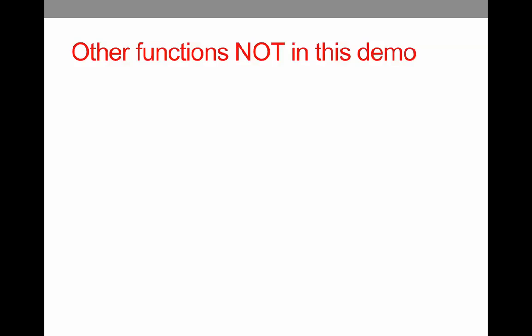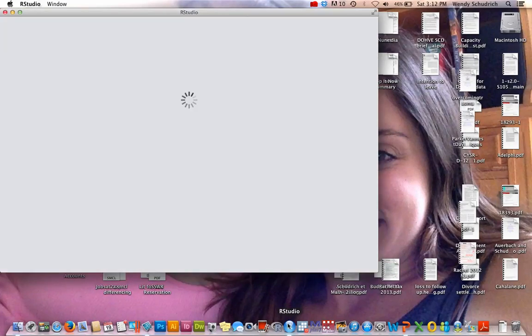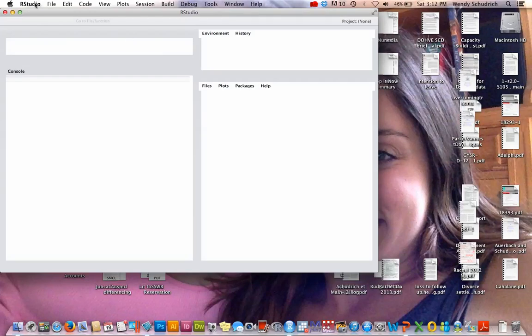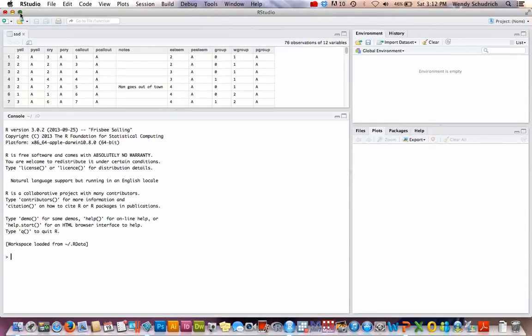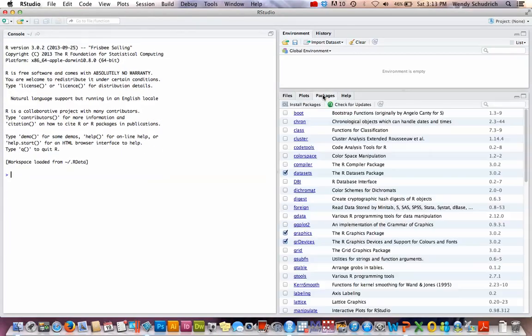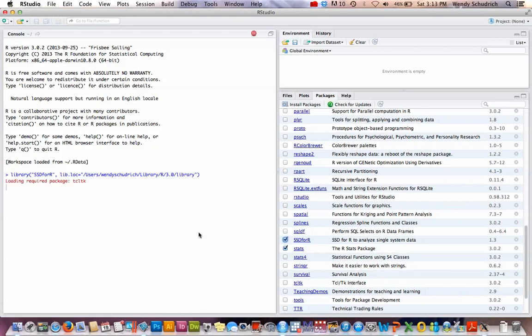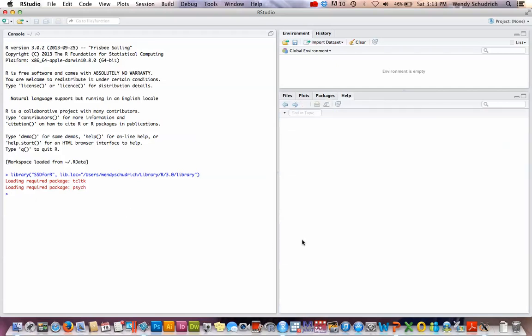Okay, the first thing he's going to do is open up RStudio and then load the package that we developed, SSDforR. You can see there are many packages, and now we're loading that package, and it's now available, and so are the functions. So the first thing is to show you the help files.